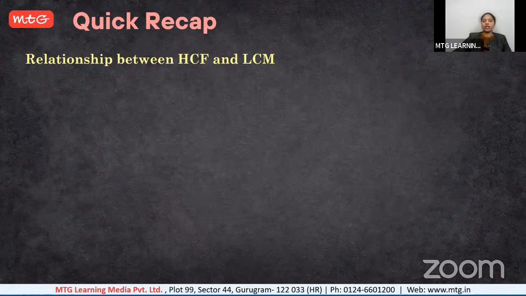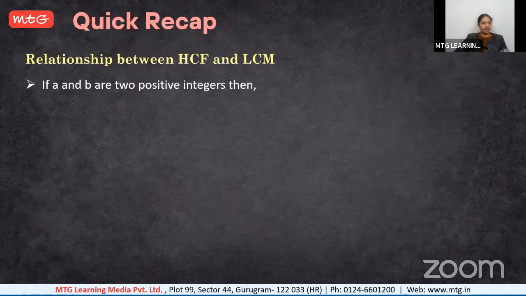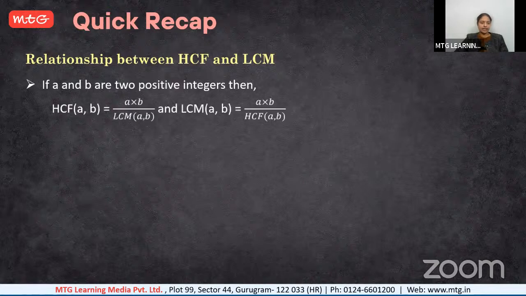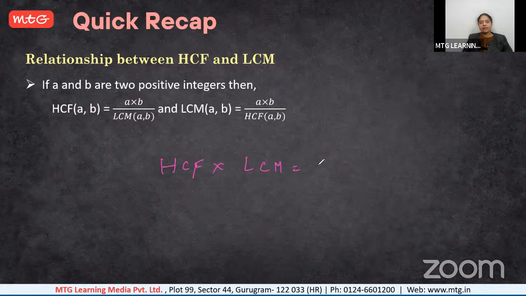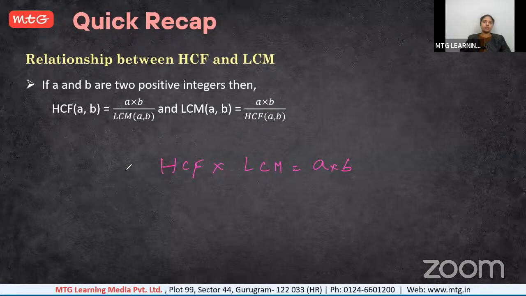When you talk about the relation between LCM and HCF, all of you would know it for 2 numbers. Since you are in grade 10, we will extend it for 3 numbers also. If A and B are any 2 positive integers, then there is always a relation between their LCM and HCF. The basic relation is that the HCF and LCM of those 2 numbers, if you multiply, will be the same as the product of the 2 numbers. So this is the basic relation between LCM and HCF.